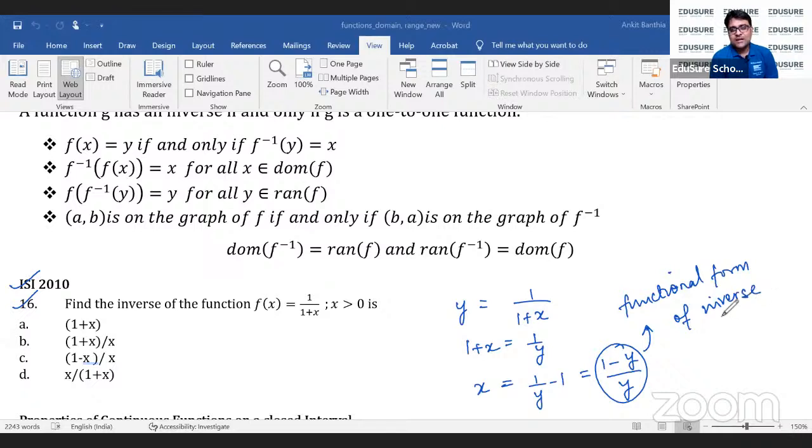Inverse basically क्या कर रहा है? If I am writing y in terms of x, I have to now write x in terms of y. This functional form gives us the inverse of the function. So inverse functional form है 1 minus x by x. Basically, that is what is the answer. ठीक है? Okay.